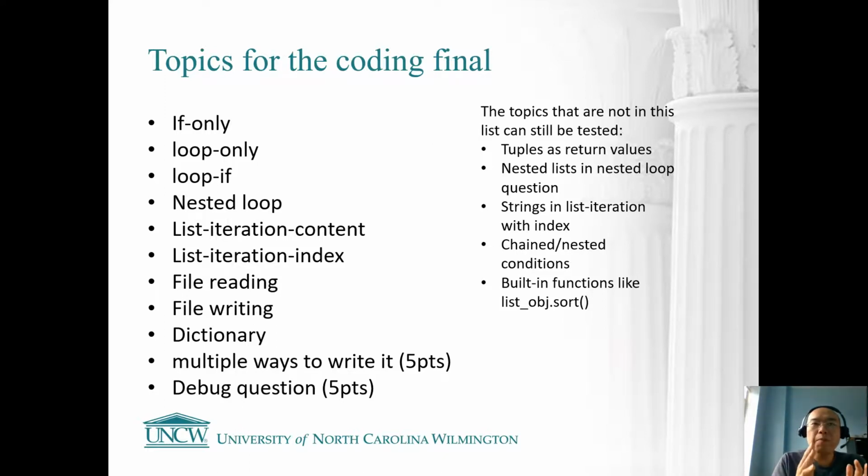So for some of the topics, even though you don't see them on the topics to be tested in the coding final, they could still fit. Another good example will be strings. We didn't have strings on this list, but we may test them. And for the chain and nested conditions, yes, you may see that or you may have to use that in some of the questions. And there are some built-in functions. Today we talked about the list method sort, so we can sort the list in place. This could be a requirement in some of the coding questions in the final exam too.